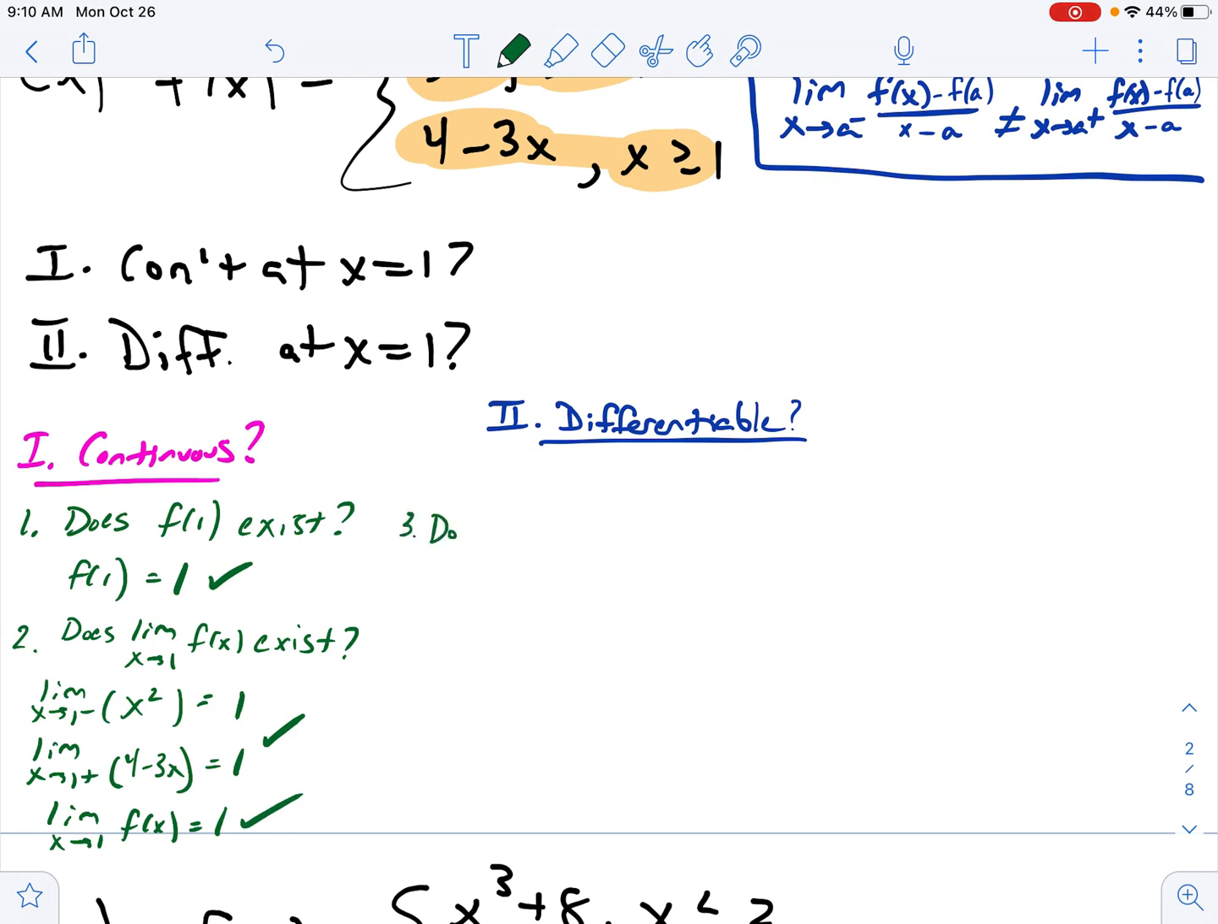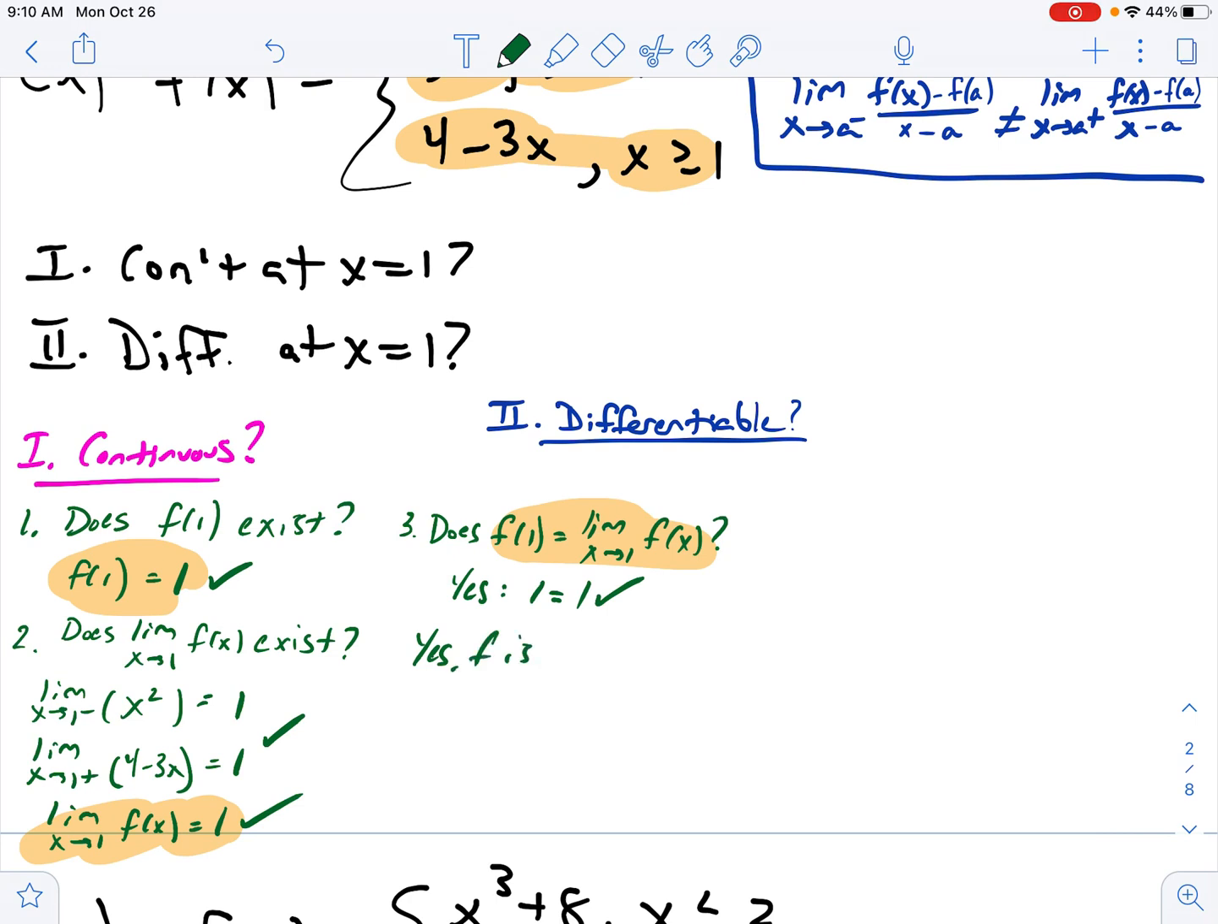And then the kicker here is, does f of 1 equal the limit as x approaches 1 of our function? And the answer here is yes. 1 equaled 1. We got the same value back for both of these things, right? This was equal to 1. This limit was equal to 1. These things equal each other, okay? So what does that mean? It means that, yes, f is continuous at x equals 1, okay?